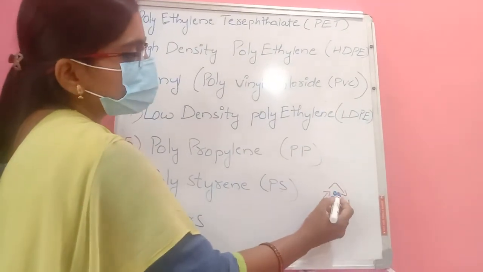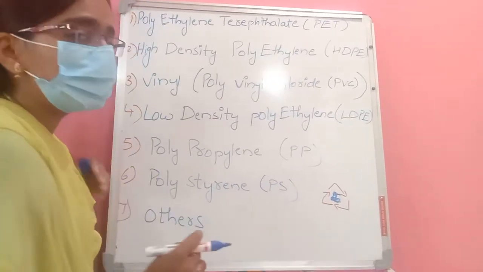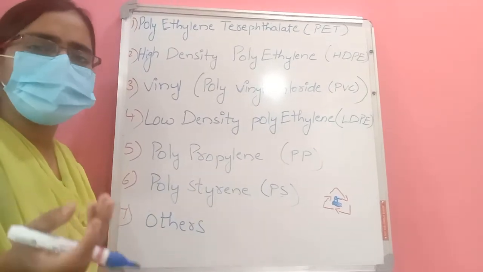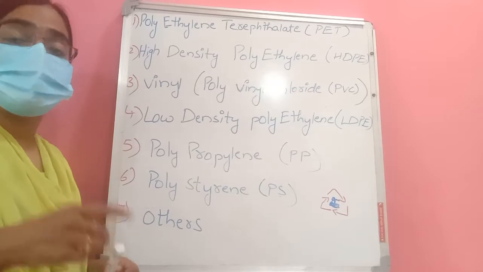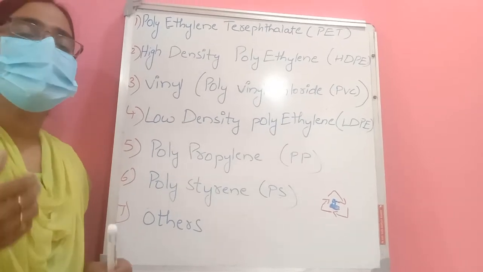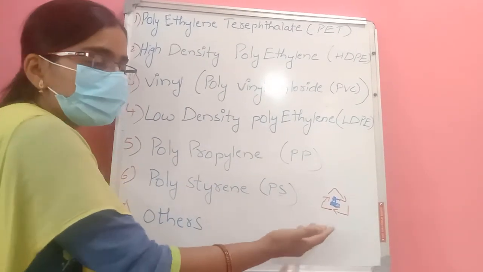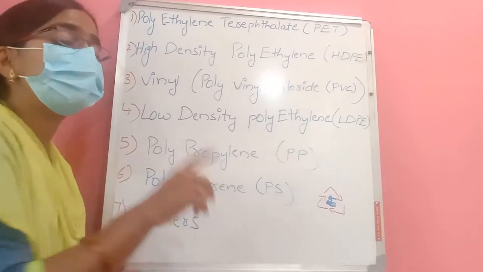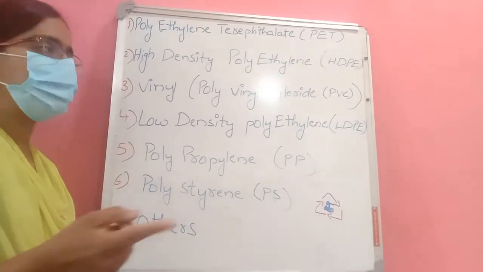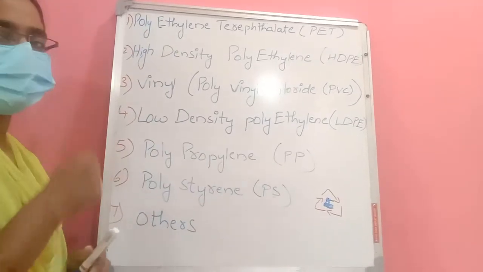So from 1 to 6, different numbers you have on plastic containers or plastic bottles or whatever plastic things you are using, plastic buckets. All of these have, at the bottom, this triangular shape of arrow marks, and in that we have one number. Depending on that number, we can say what plastic it is.